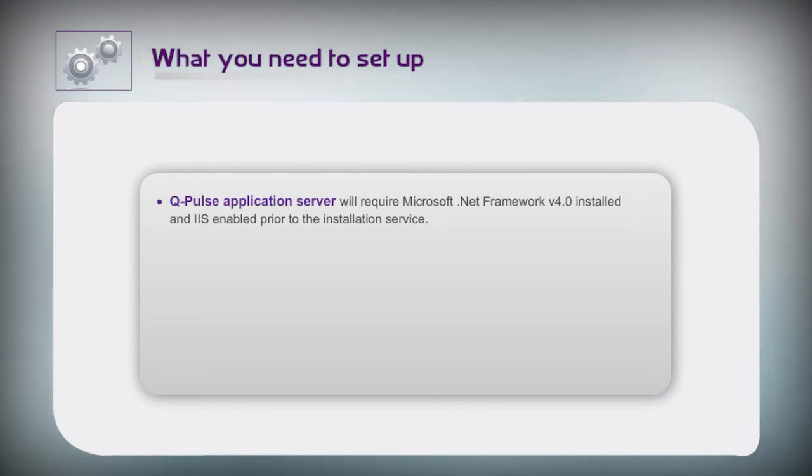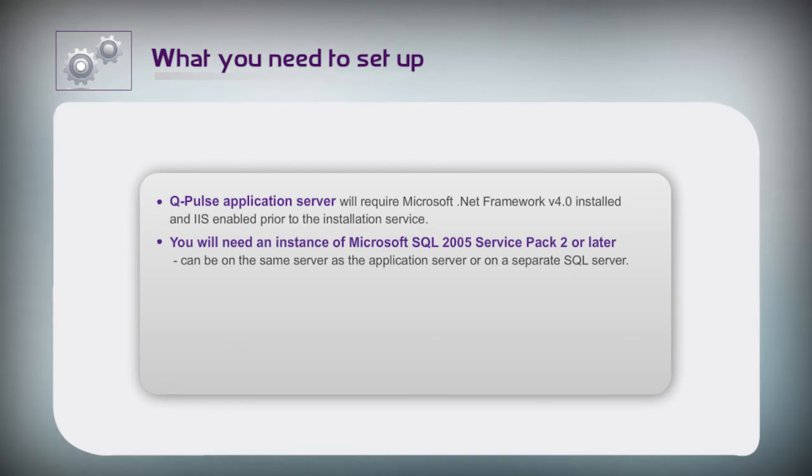Your intended QPulse application server will require Microsoft .NET Framework version 4.0 installed and IIS enabled prior to the installation service. You'll also need an instance of Microsoft SQL 2005 Service Pack 2 or later available. This can be on the same server as the application server or on a separate SQL server.